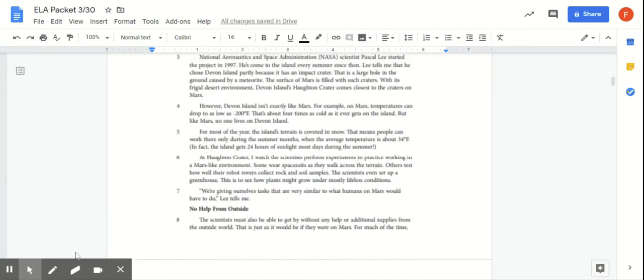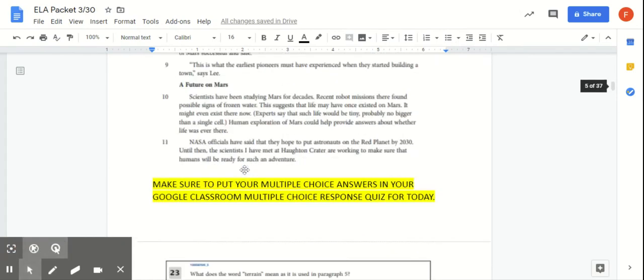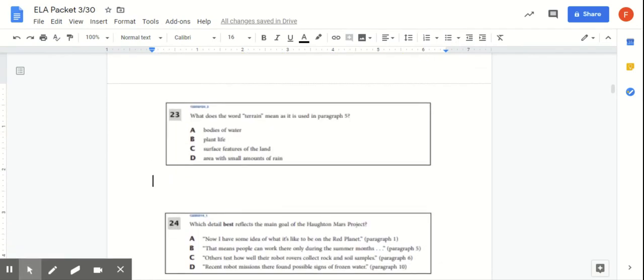So that lets us know to scroll up to paragraph 5. It says, for most of the year, the island's terrain is covered in snow. So this lets us know that something is covered in snow. Here, our best answer would be C, surface features of the land, because we know that terrain is land.